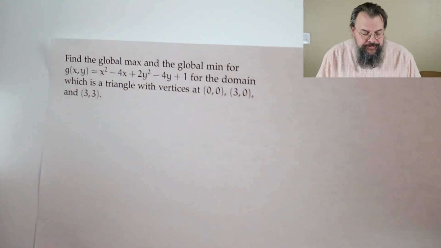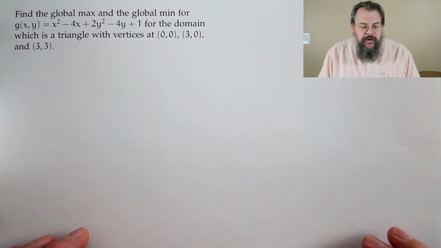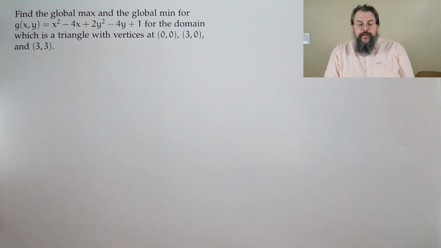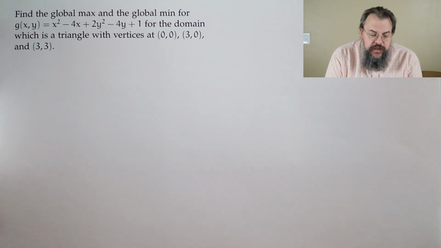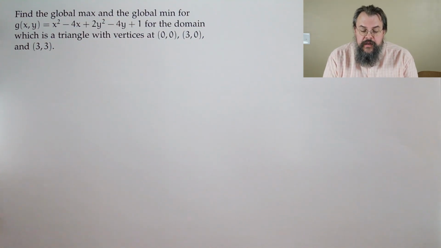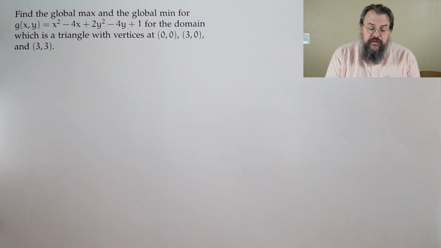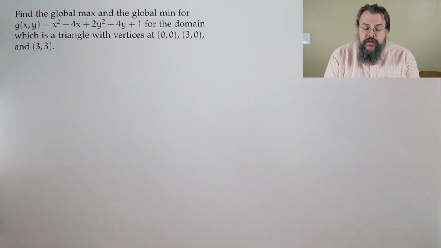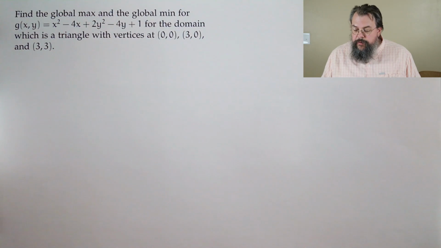So, let's do another one. Find the global max and the global min for the function x squared minus 4x plus 2y squared minus 4y plus 1 for the domain, which is a triangle. The vertices are at (0, 0), (3, 0), and (3, 3).